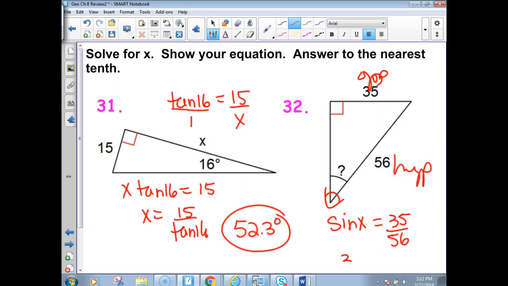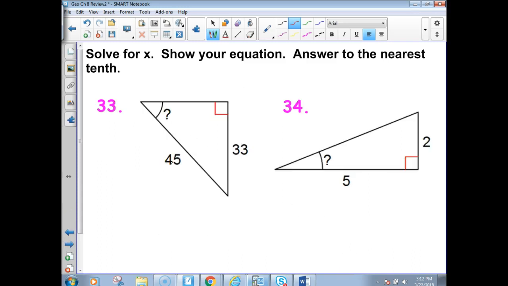38.7 degrees. Okay. 33, opposite over hypotenuse, it's another sine. Sine x equals 33 over 45. And 34 would be the tangent. I'm just setting those up. You should know how to calculate them, right? Second sine 33 over 45, and this one second tangent.